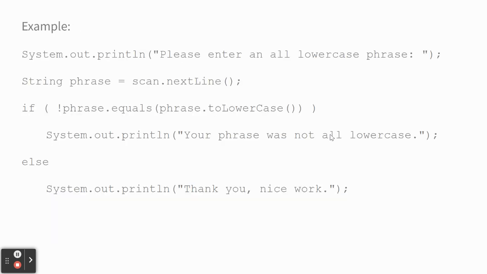So here's an example. Please enter an all lowercase phrase. I have them do it. And then I'm checking, hey, if not phrase dot equals phrase to lowercase, your phrase was not all lowercase. Otherwise, thank you, nice work. So this is a way to test if what they entered was lowercase. I make it lowercase here and then check if that's equal to what they entered.